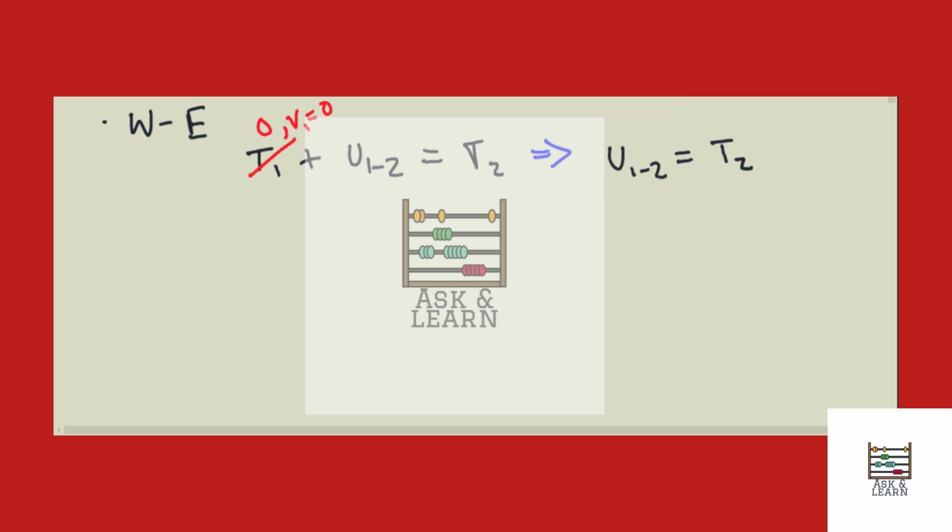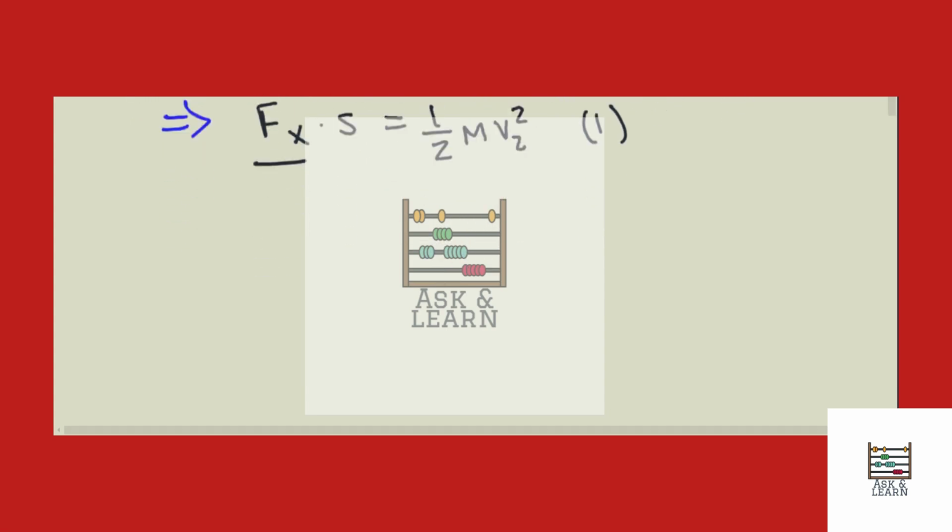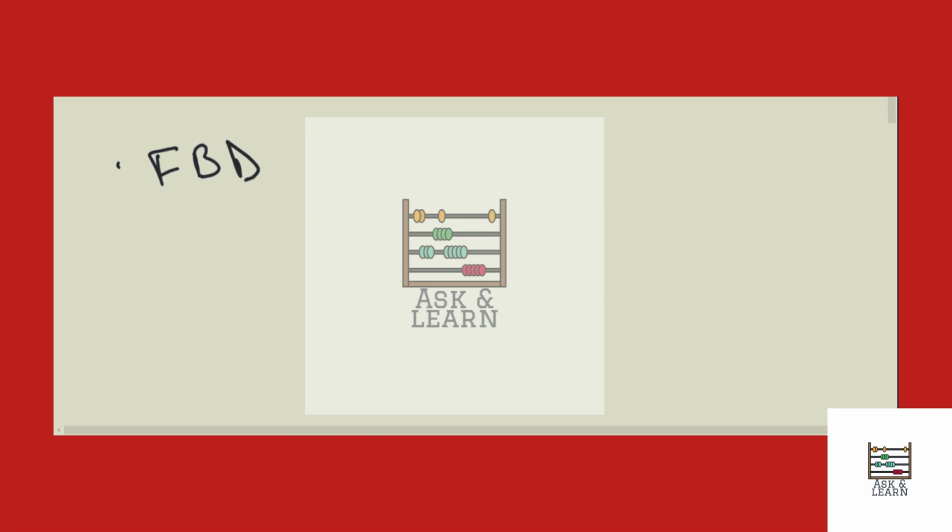We can expand this a little bit. The work being done is the force, and this force is in the x direction because that's where the movement is, times the distance traveled, equal to 1/2 m v2 squared. We'll call this equation 1. In order to solve for s, we need to find the force in the x direction. To do that, we use a free body diagram so that we can see all the forces on this crate and then find what they are in the x direction.